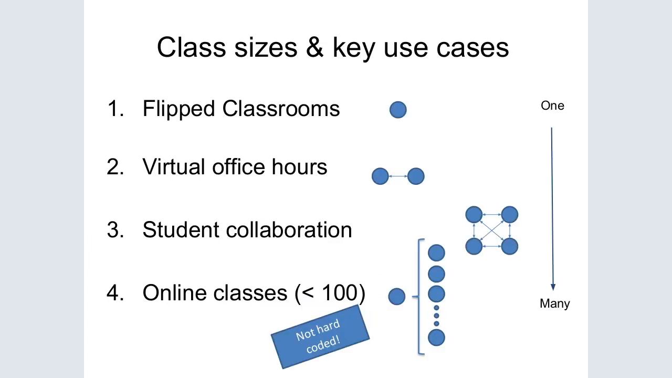So as you know, we focus on 4 key class sizes and use cases from the one-to-many perspective, starting with flipped classrooms and virtual office hours, and then slowly adding more individuals for student collaboration and full ad hoc online classes. So we usually recommend less than 100 individuals or participants per class. Although this is not hard-coded, it is still very much a recommended numbered requirement.